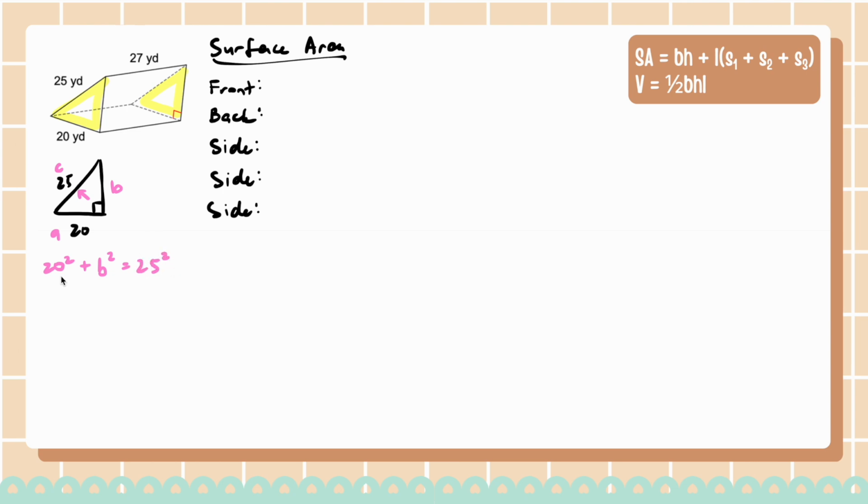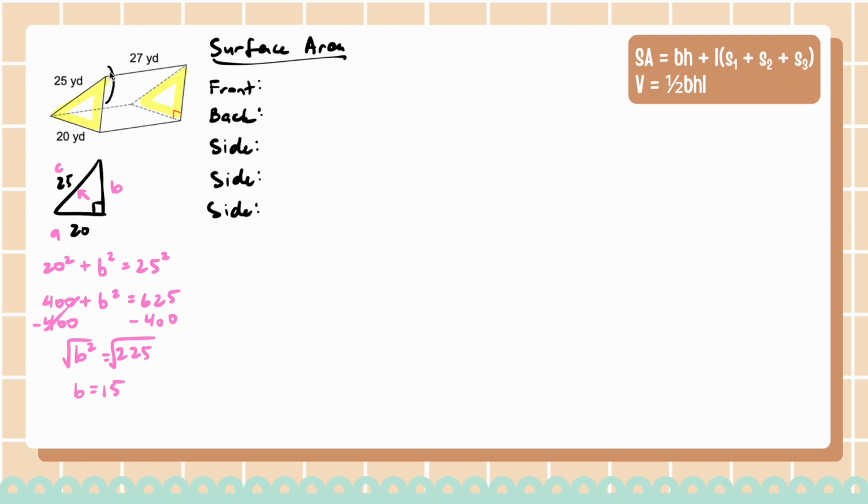25 squared. All right, 20 squared gets me 400, plus B squared is equal to 25 squared gets me 625. I want to get B squared by itself, so I'm going to subtract 400 from both sides. This cancels out, and all I'm left with on this side is B squared is equal to 225. I take the square root of both sides to get B by itself, and the square root of 225 gets me 15. So that means this right here, my height of the triangle, is 15.